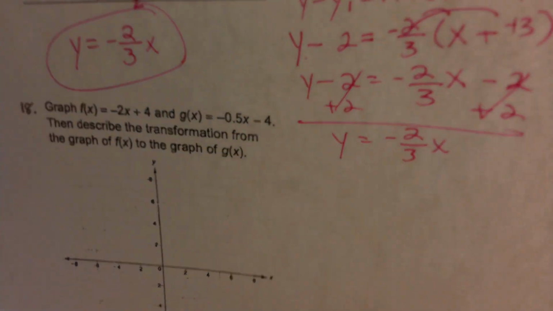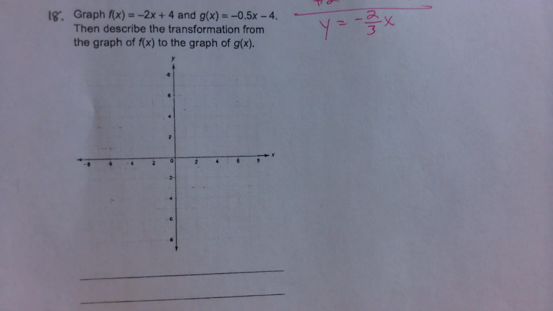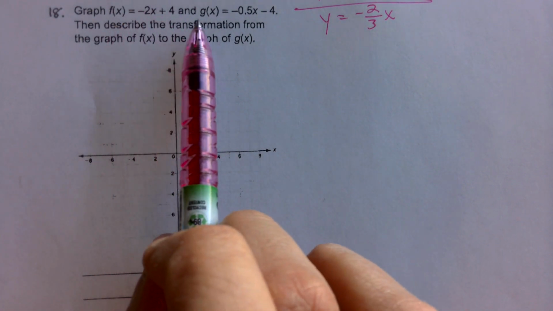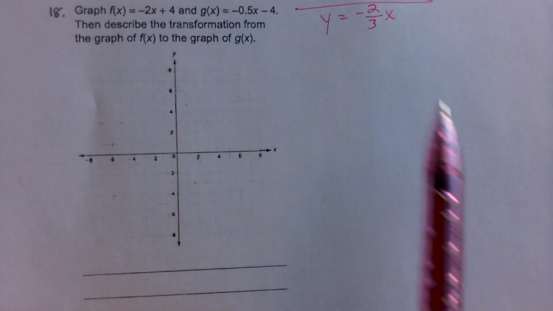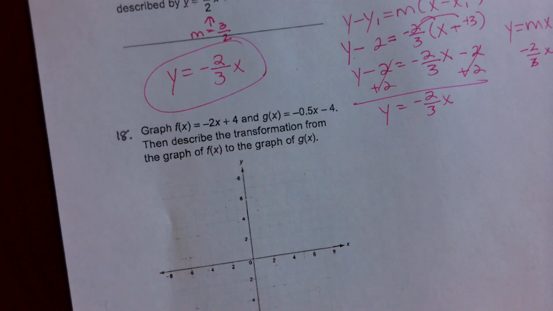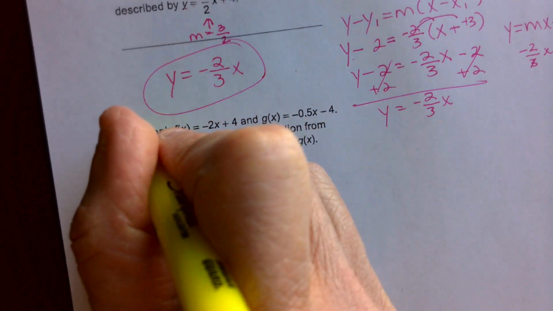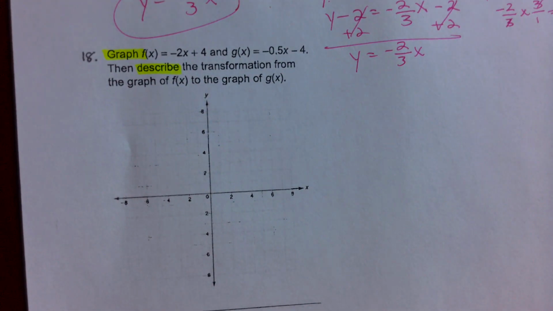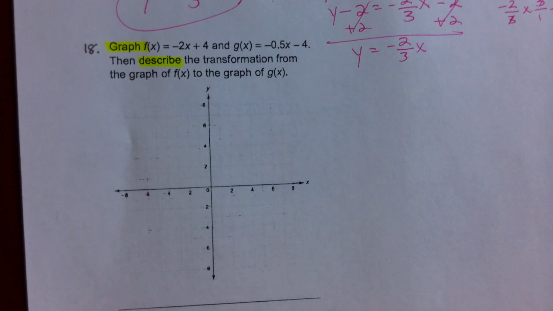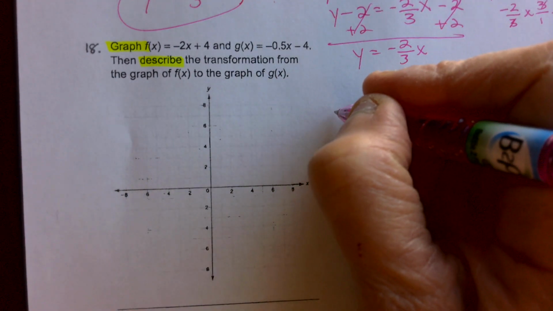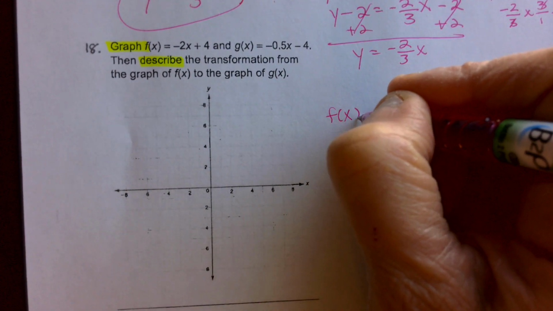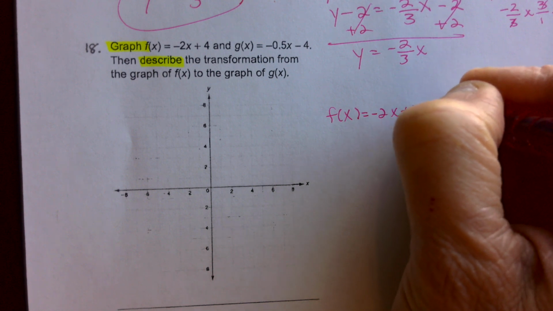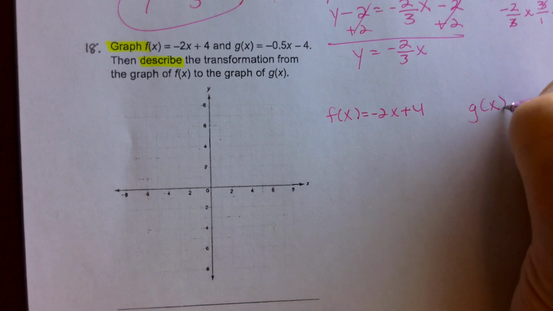Next, graph f of x equals this, g of x equals this, then describe the transformation. Okay, a couple things to do in here, graph and describe. Okay, so let's graph. So let's do the first one, f of x equals negative 2x plus 4, and put the other one over here.